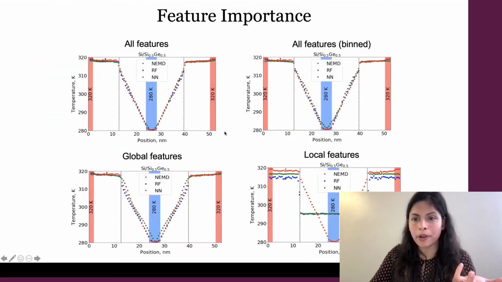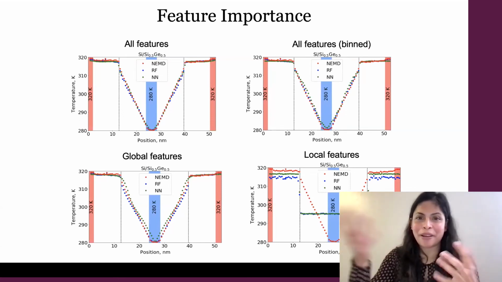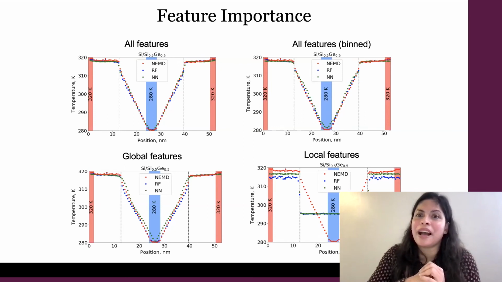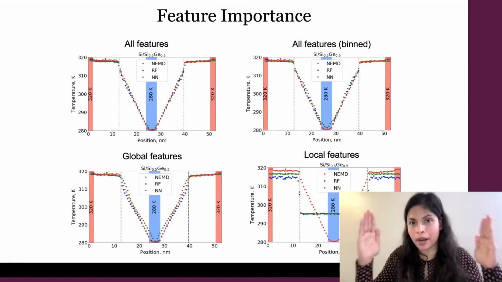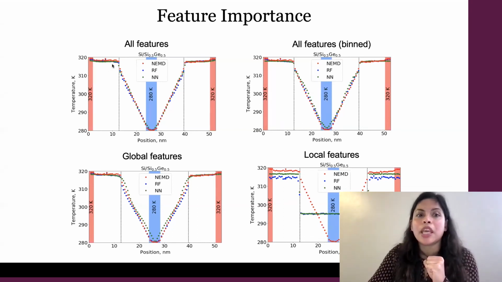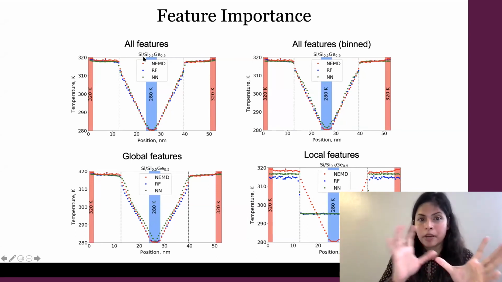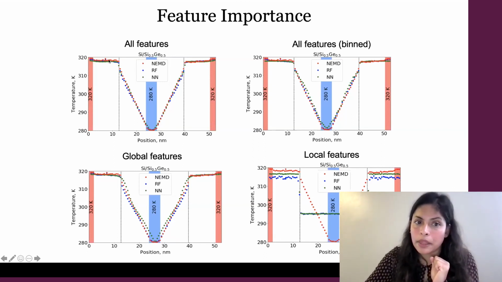So here are a couple of examples. Of course, machine learning produces tons of images that you have to make sense of. What we have seen is that if you use all these different features, like global ones, where the hot and cold baths are, as well as local ones, the unique environment the atom is sitting in, you actually can predict. This is a silicon with silicon germanium alloy interface system. It can predict the profiles rather well.